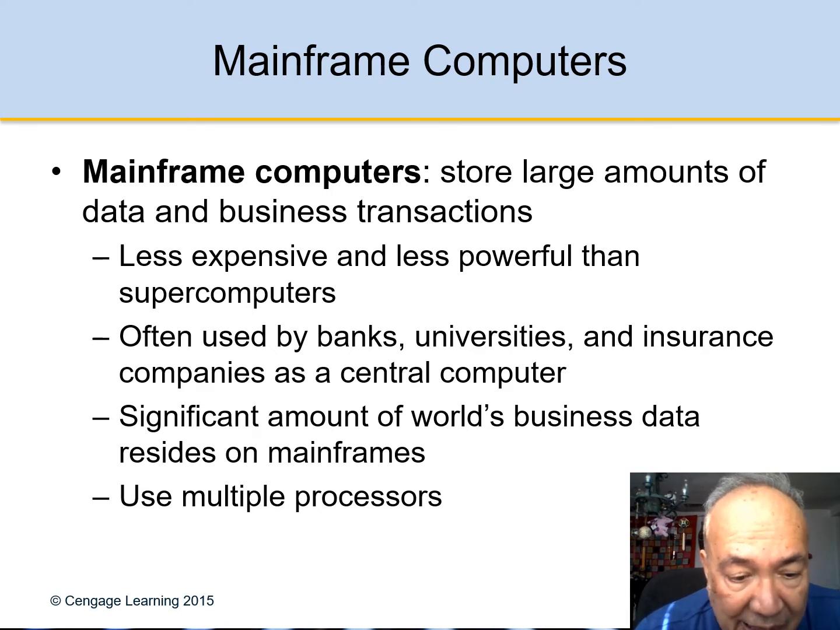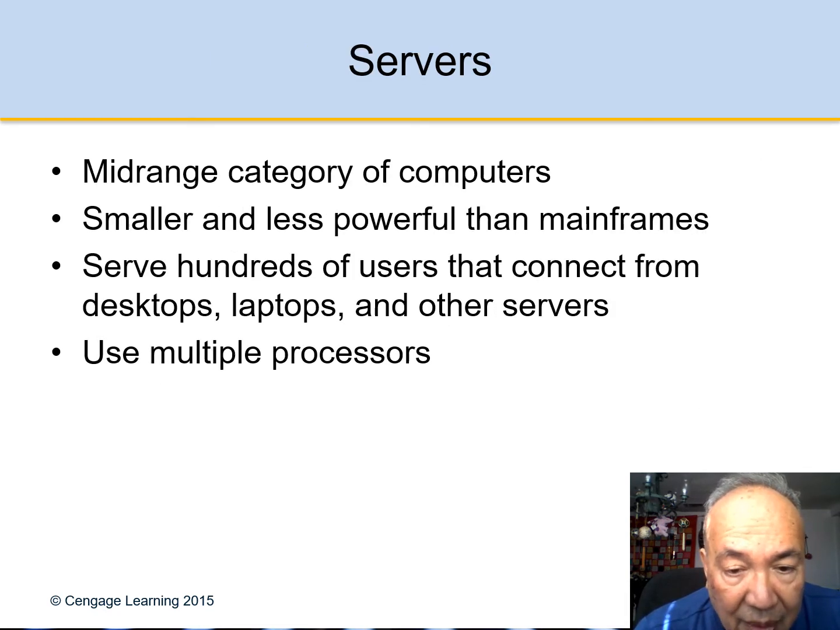for immigration purposes. Okay. A significant amount of the world's business data resides on mainframes, which also use multiple processors to process data into information. Now, servers are a mid-range category of computers. We have supercomputers, we have the mainframes, now we have the servers. They are smaller and less powerful than mainframes, and serve hundreds of users that connect from desktops, laptops, and other servers. They use multiple processors. Okay, so that's the way it works.